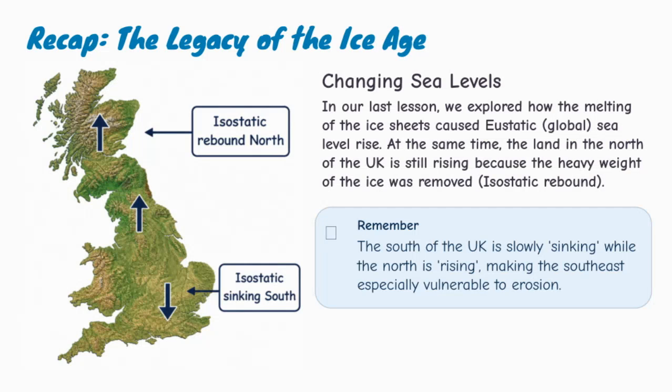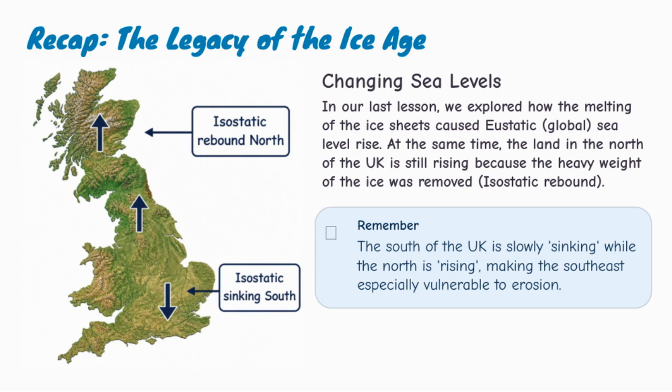Before we look at coastal management, let's recap sea level change from the previous lesson. During the last ice age, large amounts of water were stored as ice in glaciers and ice sheets. When the climate warmed and the ice melted, water returned to the oceans. This caused eustatic sea level rise. Eustatic change is global because it affects the volume of water in the oceans.